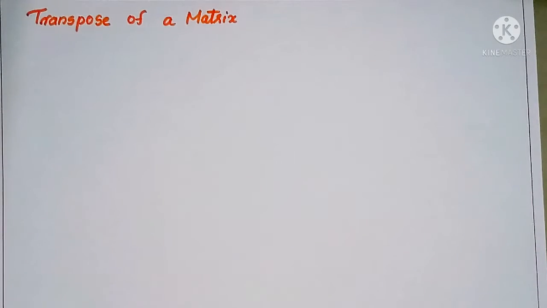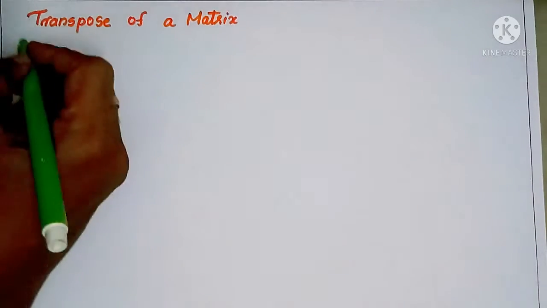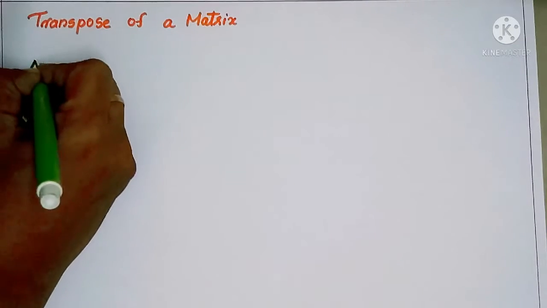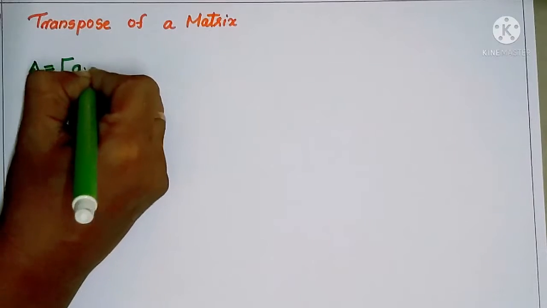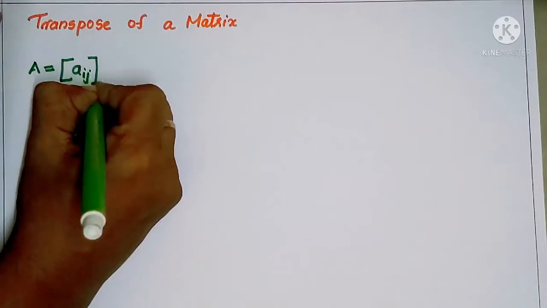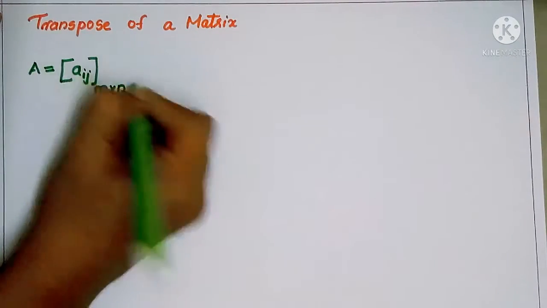Today we are going to discuss the transpose of a matrix. To understand this concept, we can take a matrix A. A can be written as [Aij], and its order becomes m cross n.